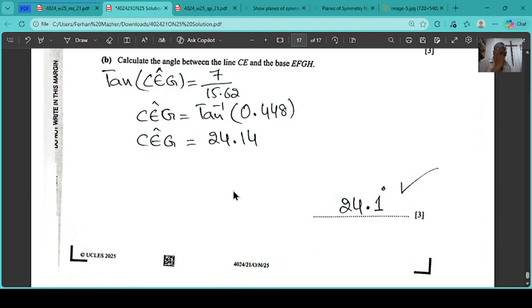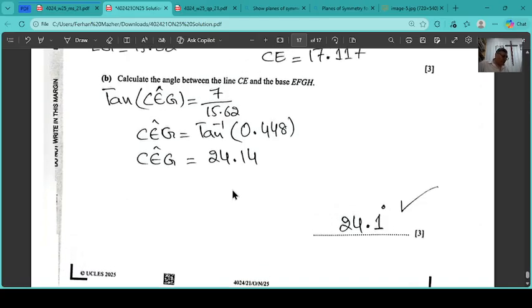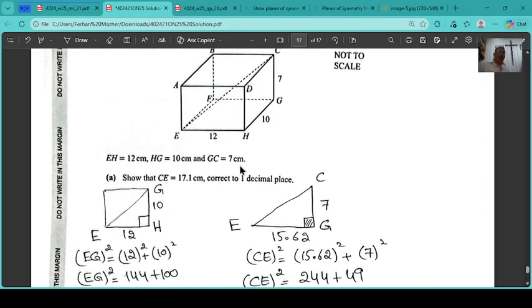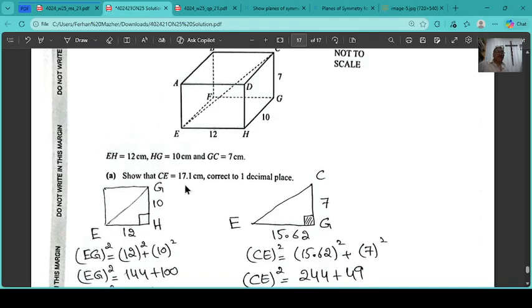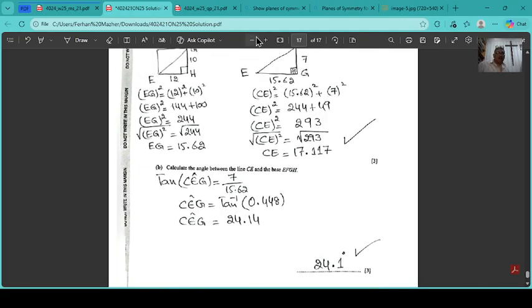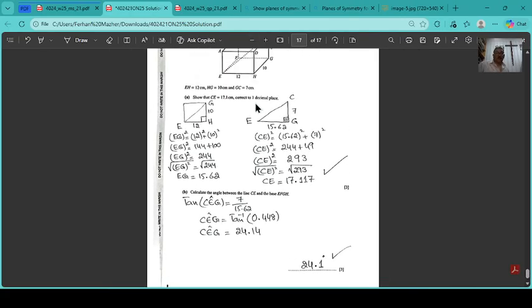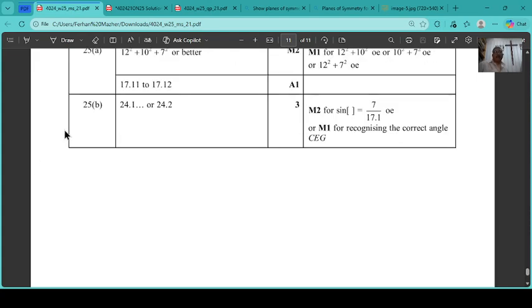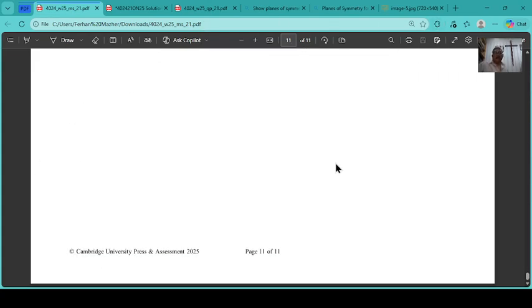Your calculator must be set in degrees. Remember this thing. And so the angle between the CE side and the EG is how much? 24.1 degrees. So this is the angle the CE line makes with the plane EHGF. Let me reduce the size so you can see the whole thing together. So this is how this question has been done. The whole thing is showing up on your screen, and we have reached the end of this paper.